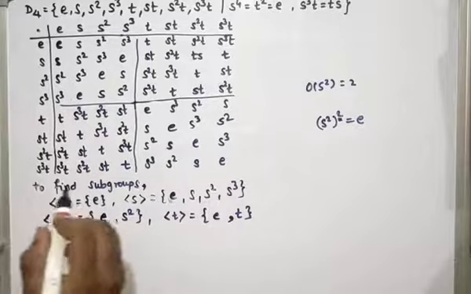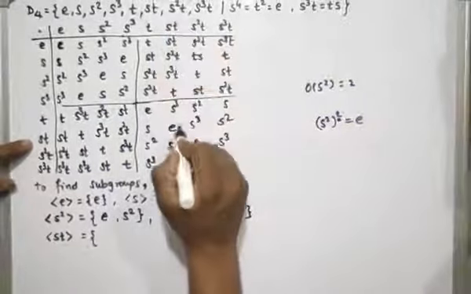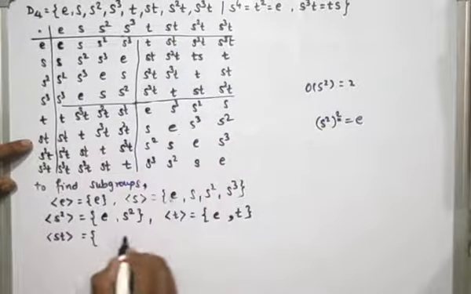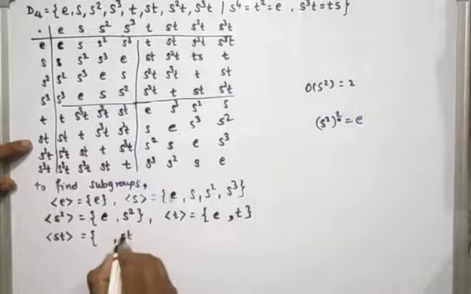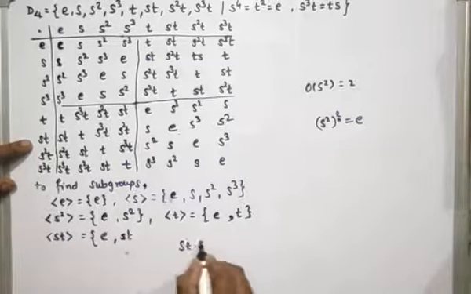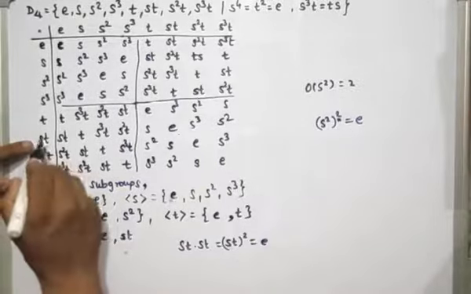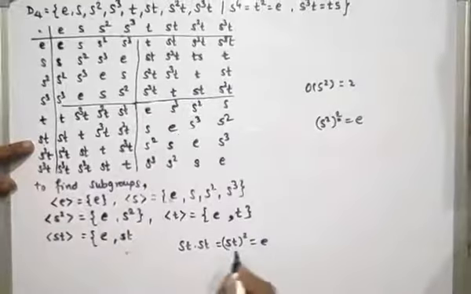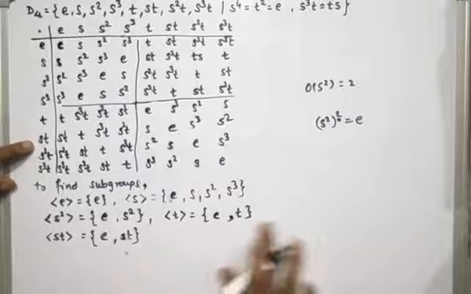So generator ST. Here we have ST and ST. ST into ST is identity, which means the order of ST is again 2, so it has again 2 elements, ST and ST square, where ST into ST is identity. After repetition we get identity, so with ST we get only 2 elements, right?